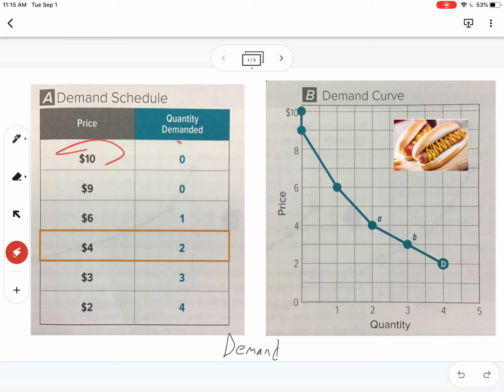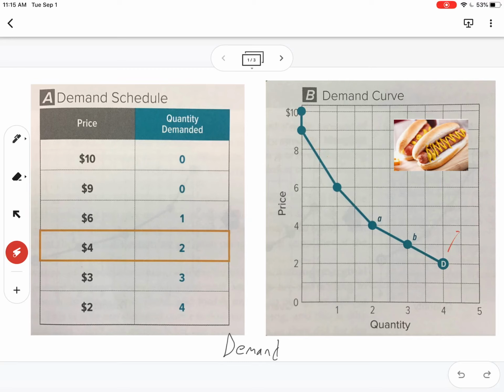All right. So on the schedule, you'll see for $10, this person's willing to buy 0. So we'll say they're buying hot dogs. Makes sense. I wouldn't pay $10 for a hot dog. Or $9, and this person also agrees. For $6, they're willing to buy 1. I might be willing to buy 1. For $4, that goes up to 2. Yeah. $3, 3. For $2, they're willing to buy 4. And that's what this demand curve shows.